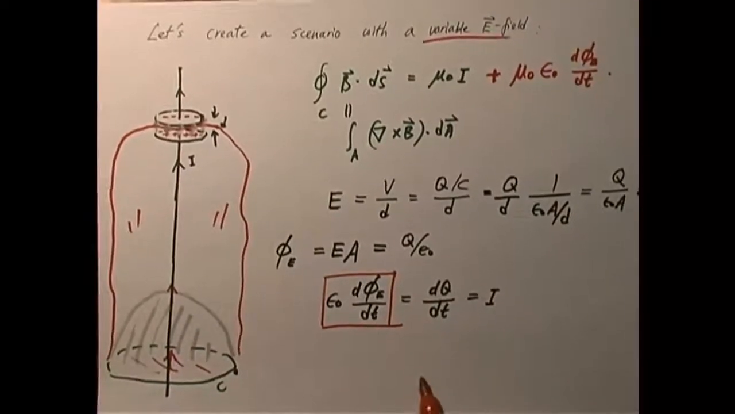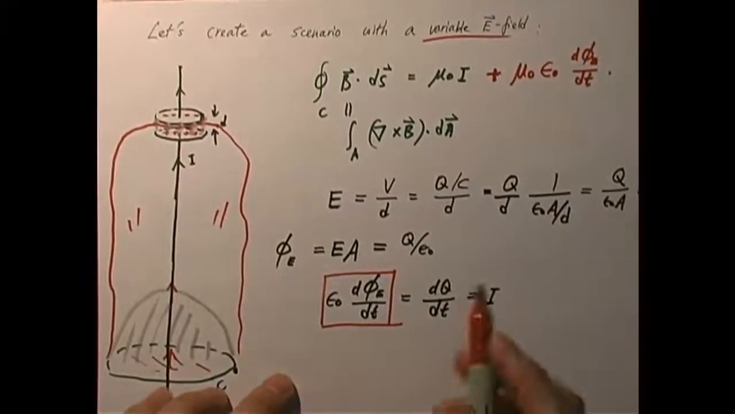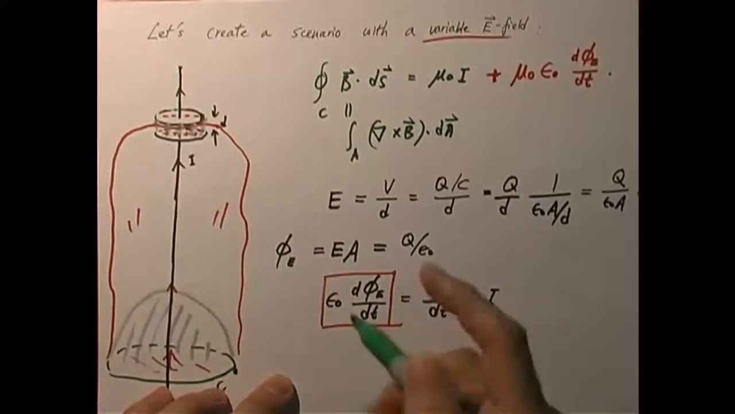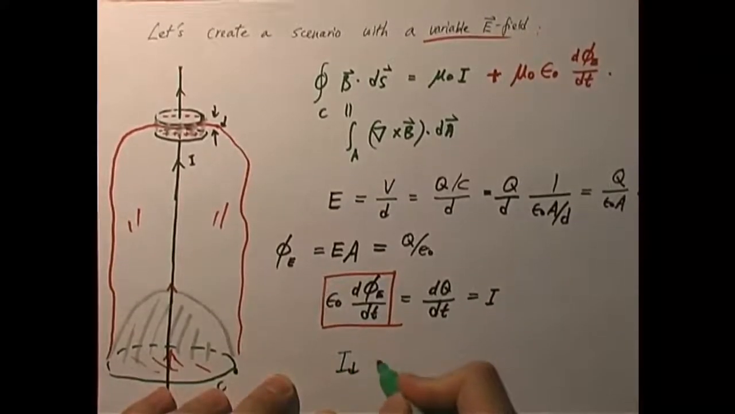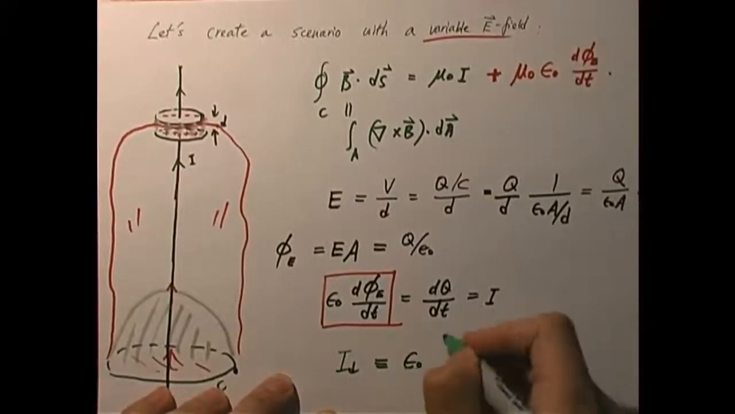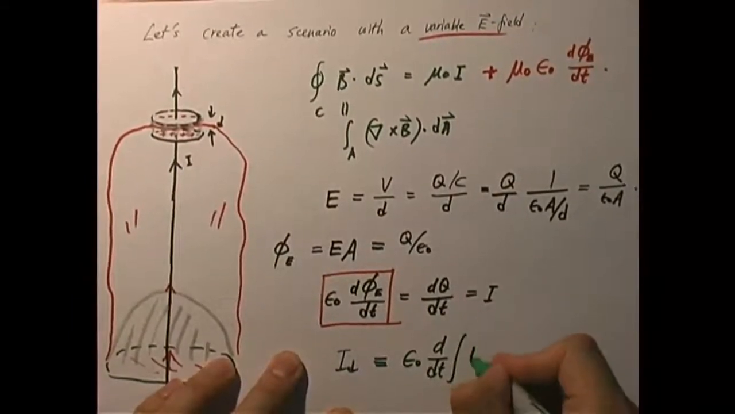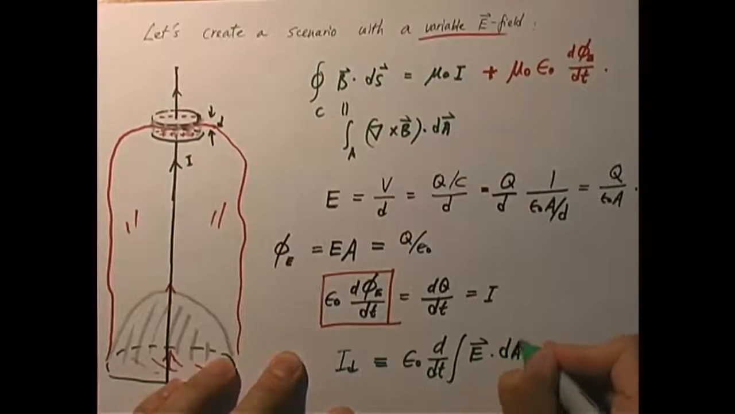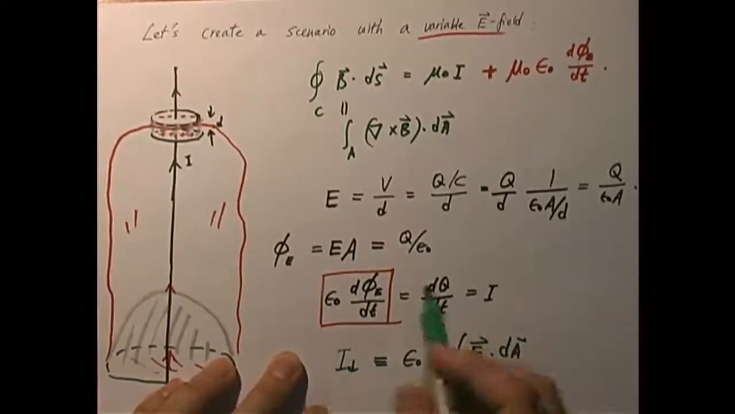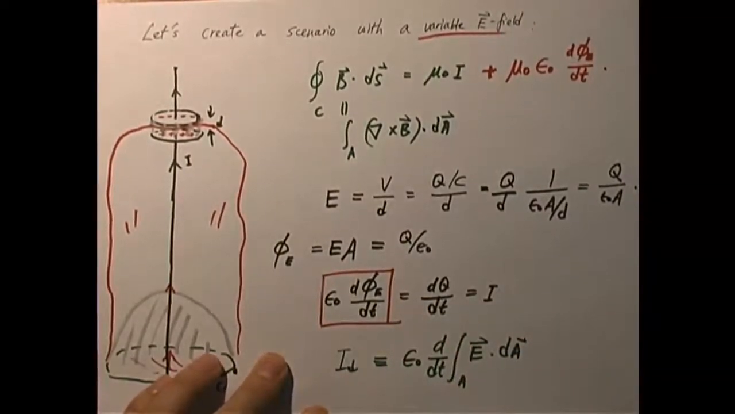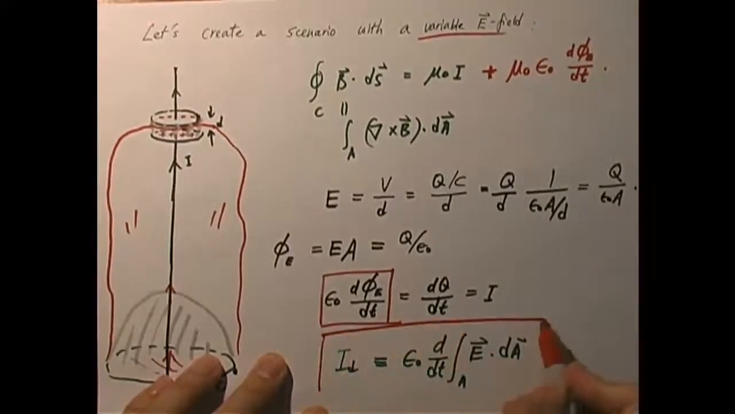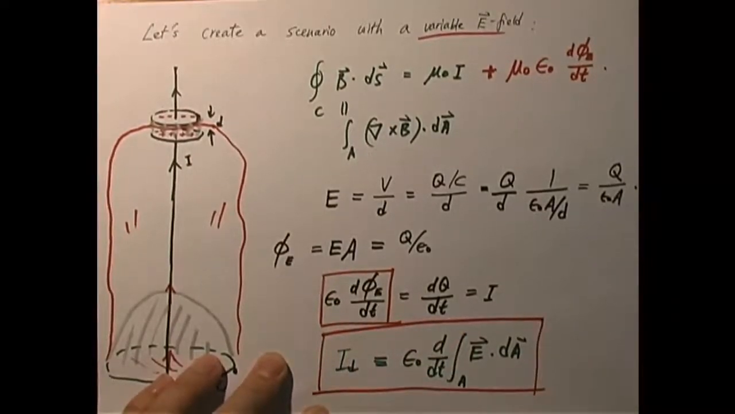So we give it a name. We call it the displacement current. Displacement current, I_D, defined as epsilon naught d dt of the surface integral of E dot dA, the surface integral over the electric field. This is again called displacement current.